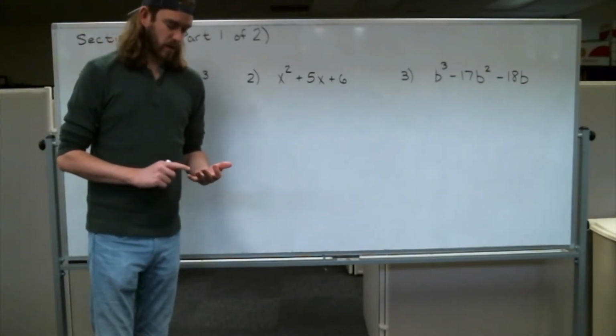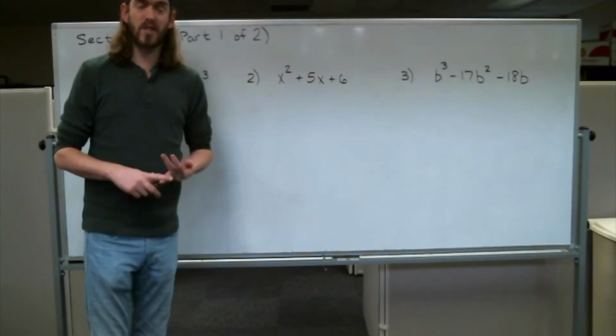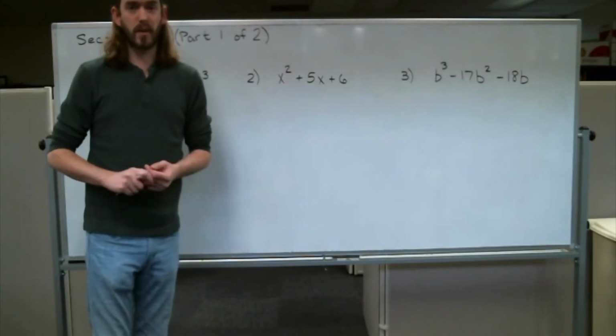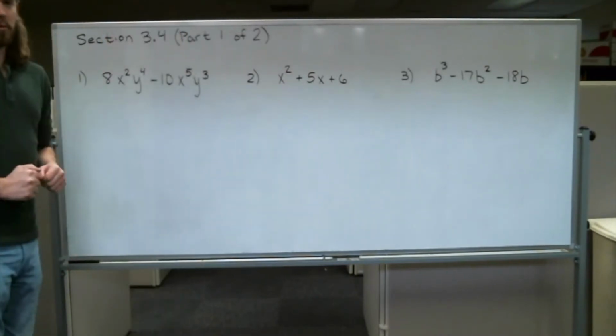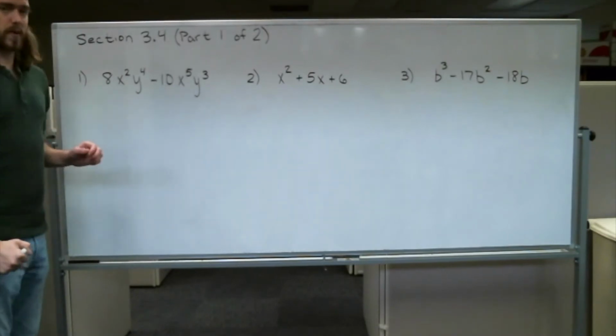We're going to be talking about greatest common factor. We're going to be talking about simple factoring. And then we're going to talk about something we call the AC method. Our first example is working with the greatest common factor.